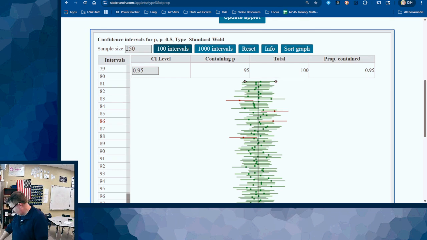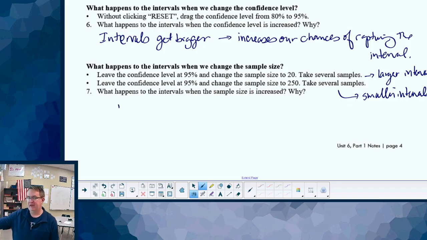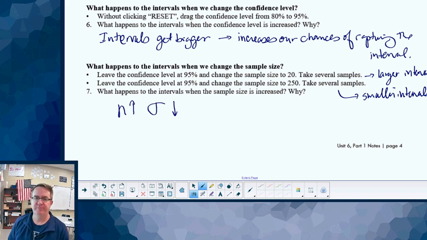Oh, let's come back over here. So confidence interval, what happens? Okay. Reduce the sample size, we get larger intervals. If we increase the sample size there, we get smaller intervals. Why? Because as n goes up, my standard deviation goes down. The bigger the sample, the better and tighter your data is going to be.